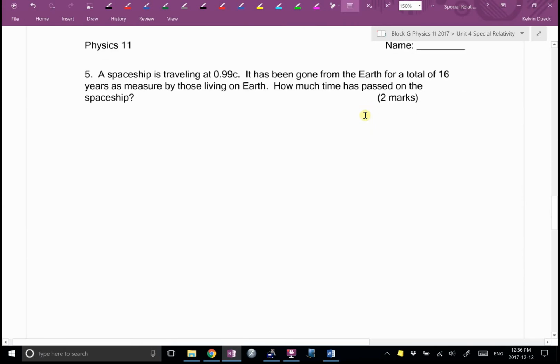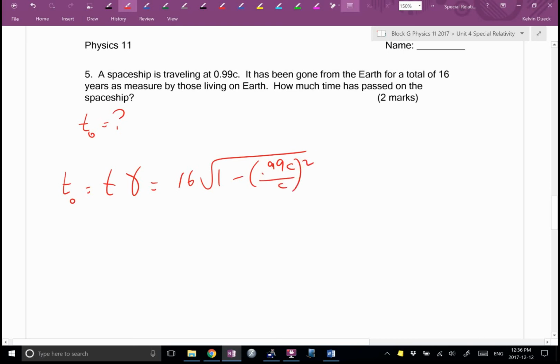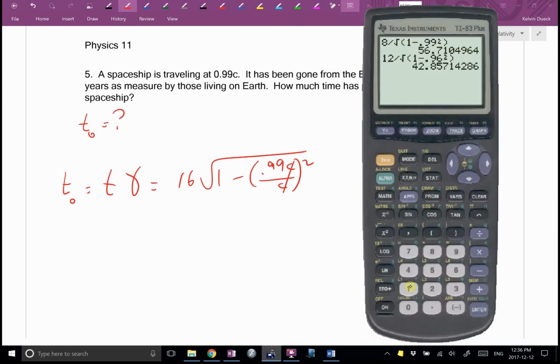Now, in number 5, they want me to find time on the spaceship. They want me to find time on board. I think that equation, if I rewrite it, ends up being t times the square root thingy, times the gamma function. It ends up being time back on Earth, 16, times the square root of 1 minus 0.99 c over c all squared. Do you see? I do see. It ends up being 16 times the square root of bracket 1 minus 0.99 squared.